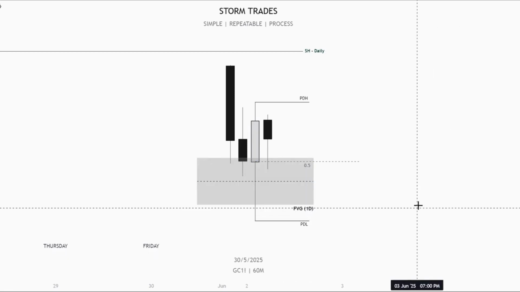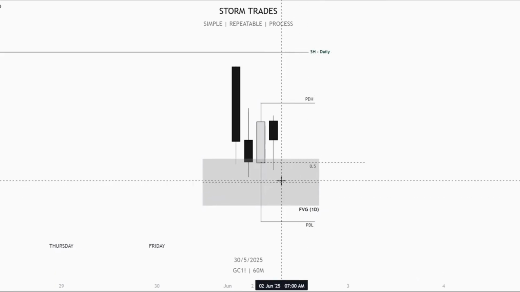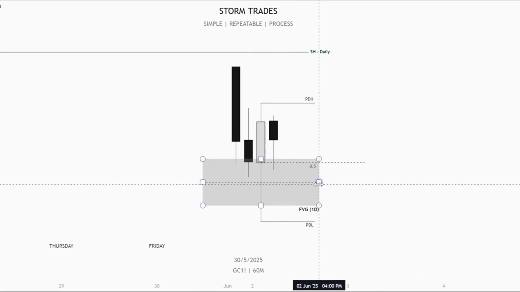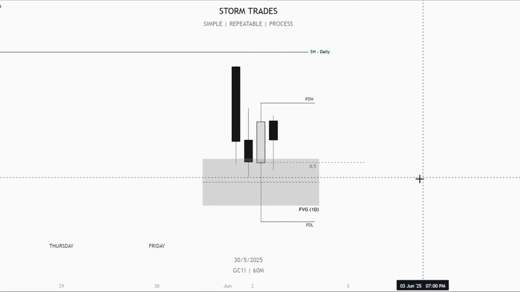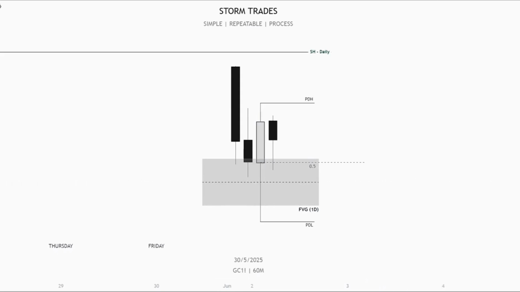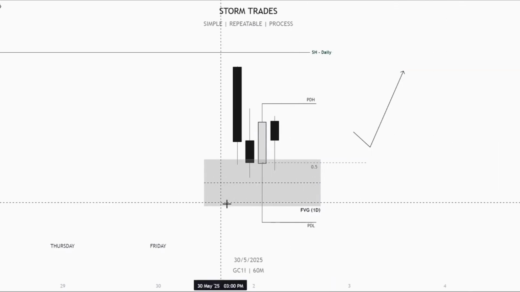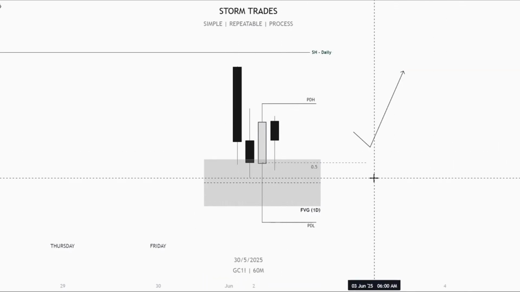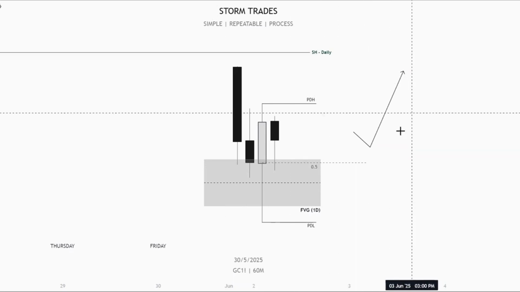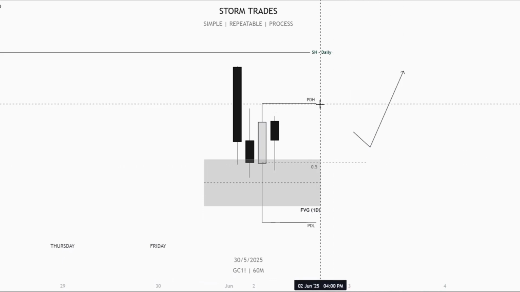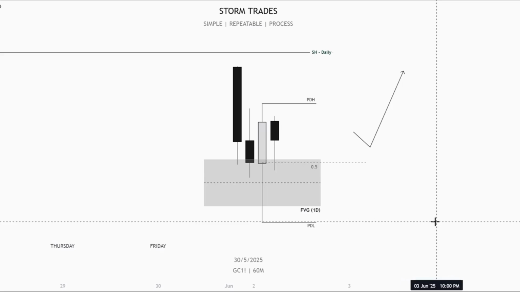And we were delivering from an internal range liquidity, right? So we're delivering out of this daily bullish fair value gap. I expected price to go higher from here, and it makes sense to me, right? Price typically moves from internal range liquidity to external. We've got a nice daily swing high above. We've got the previous daily high above.